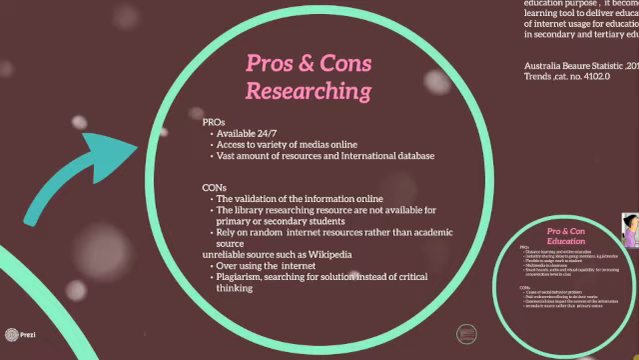The cons are the concern that the validation of information online is not guaranteed. Secondary students do not have access to library resources. They often rely on random Google searches and unreliable Wikipedia rather than looking at academic sources. And they may be overusing the internet and possibly involving plagiarism in their work. They would rely on the internet for the answer instead of being critical of the problem.